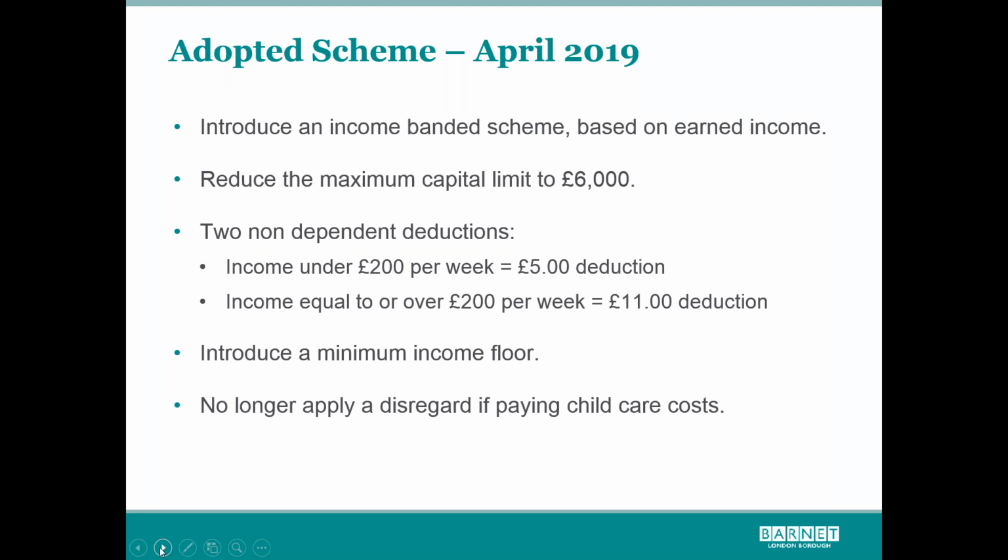We changed the non-dependent deductions. We've now only got two non-dependent deductions, anyone under £200, £5, over £211. People on DLA and PIP, etc., there'll be no non-dependent deduction for them. We've introduced a minimum income floor, which sees notional income for self-employed people declaring under minimum wage. And we no longer apply any disregard for childcare costs.